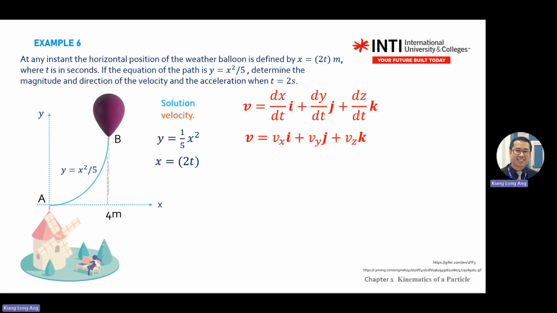Now the first equation, Vx equals dx/dt. So you differentiate this one. You substitute the x there, differentiate, and you get 2. Vx is 2. Don't forget the unit.